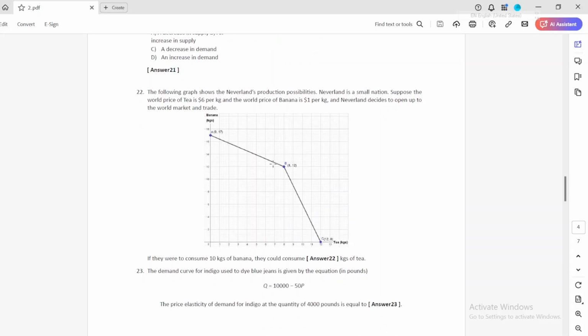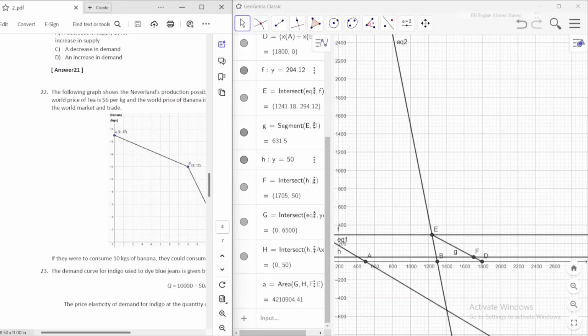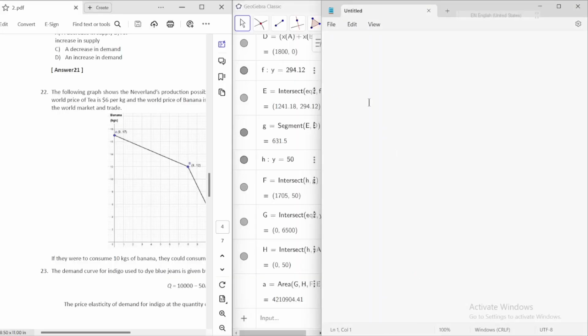You are given a graph, and the price of tea is $6 per kg and banana is $1 per kg, and the coordinates are also given in the graph. If they were to consume 10 kg of banana, how much tea could they consume? So in this question, you have to find out the revenue at these 3 points, and then decide which point should be picked. Okay, so let me do it in the notepad.